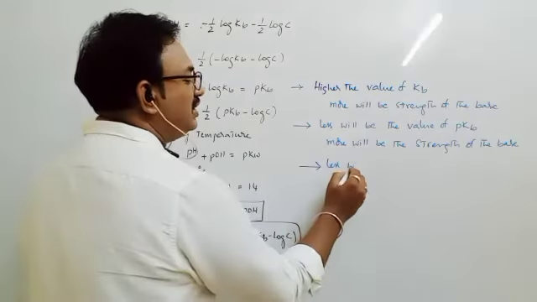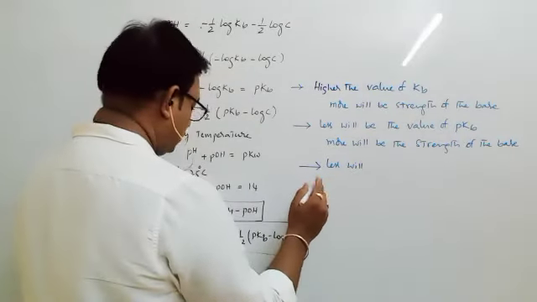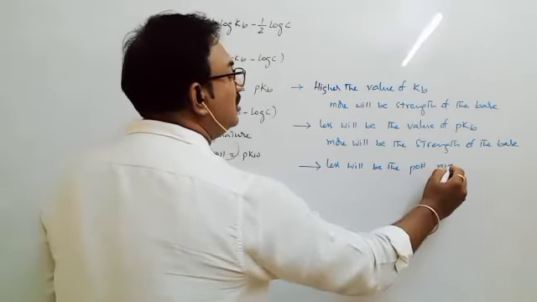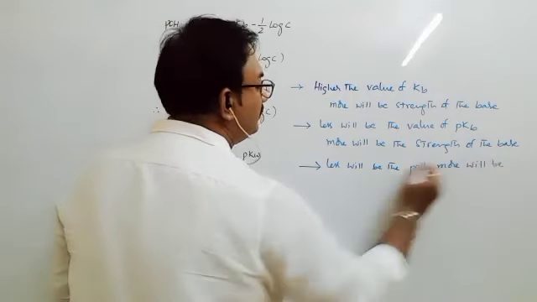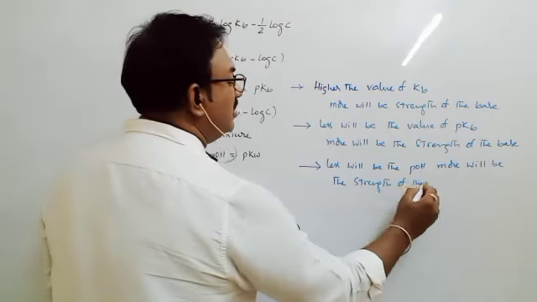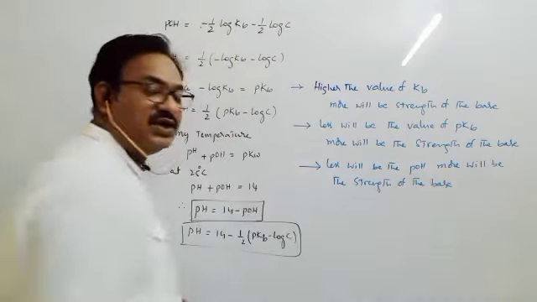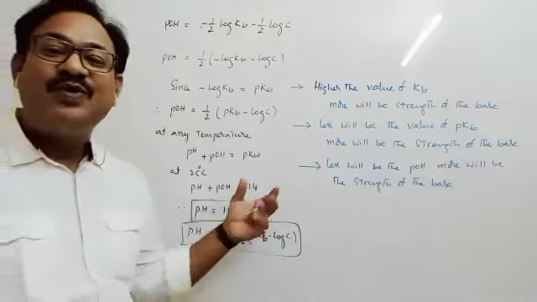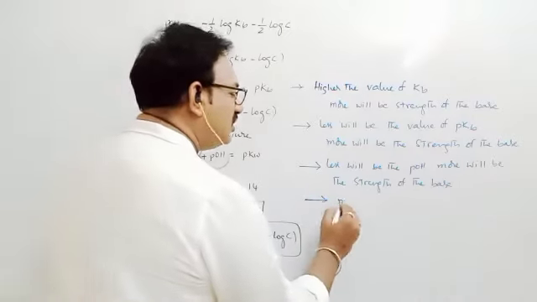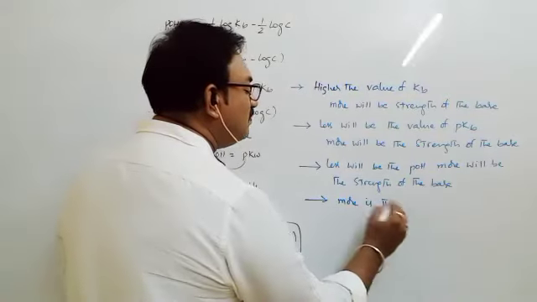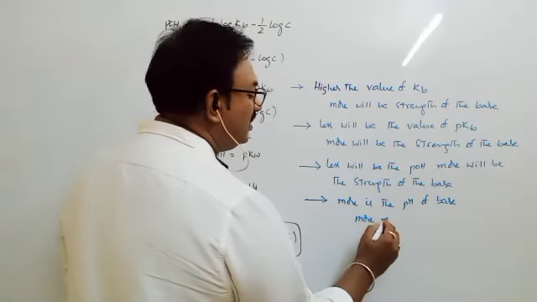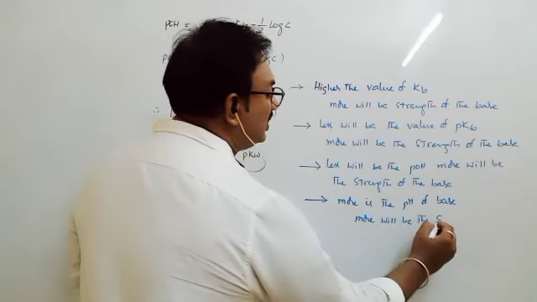Again, less will be the pOH, more will be the strength of the base. I have written pOH. In terms of pH, more will be the pH of the base, more will be the basic strength. So we write, more is the pH of base, more will be the strength of the base.